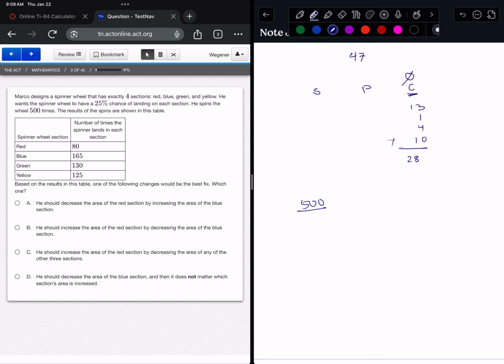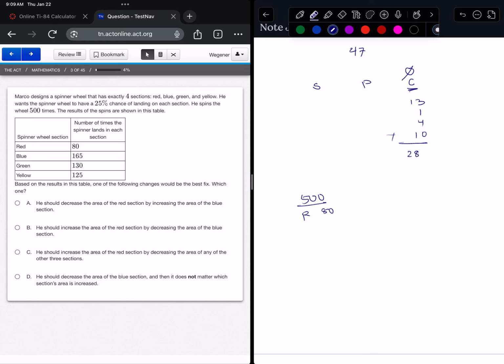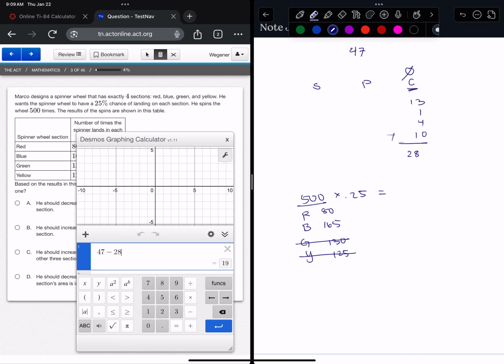Just looking at the red and blue, notice how the red is 80 and the blue is 165, while the green and yellow are about the same at 130 and 125. So we're not really interested in those, because if I take 25% of 500, that would be 0.25 times 500, which is about 125, which is roughly what green and yellow are. The issue is red and blue, okay?